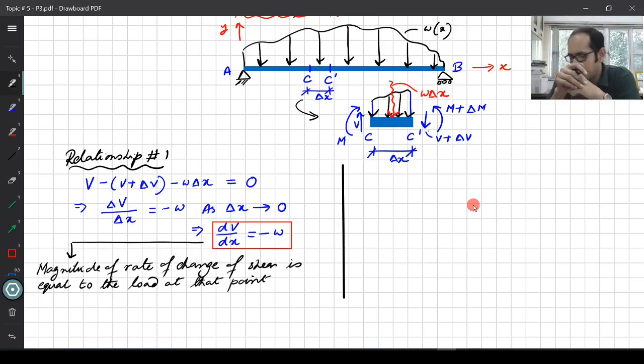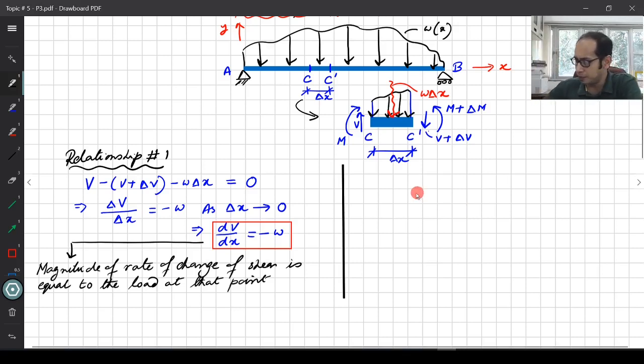Now, from this relationship, remember what is dV/dx? If you have a shear force diagram, it is the slope of the shear force diagram, because in the shear force diagram that you draw, you have V and then you have x. Remember the horizontal line is along the length of the beam, along the x over here. So dV/dx is essentially the slope of the shear force diagram.